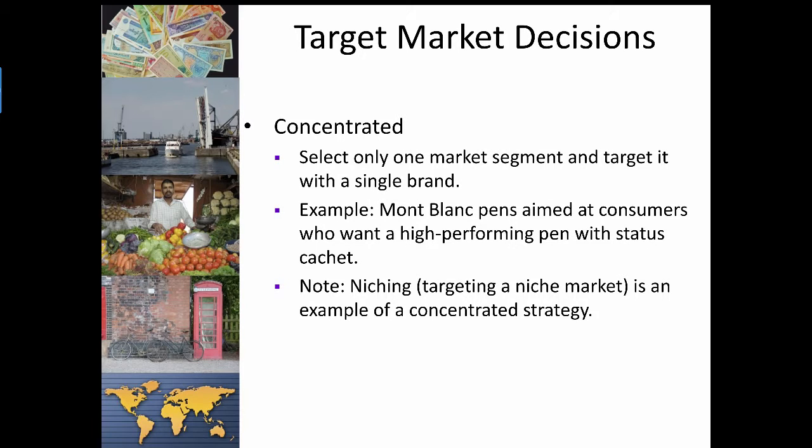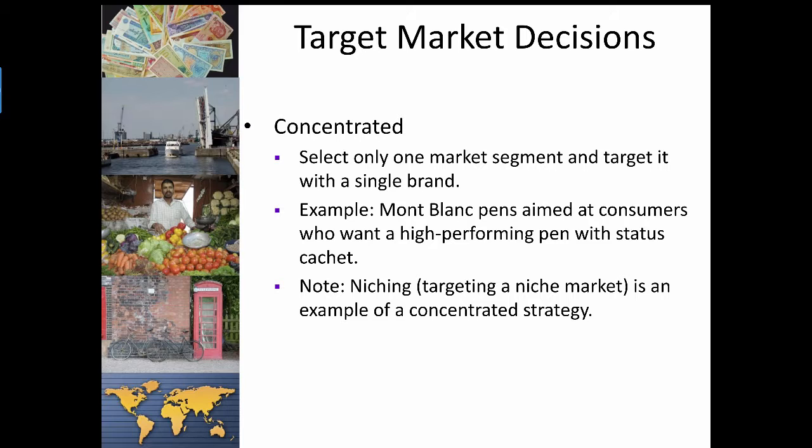When we talk about target market decisions, one of the things we can choose to do is have a concentrated strategy. In that case, we only select one market segment and we target it with a single brand as opposed to having multiple brands for multiple segments. An example of this would be Montblanc pens. Those are really targeting consumers who want a high performance status brand, and that's a single segment that they serve.